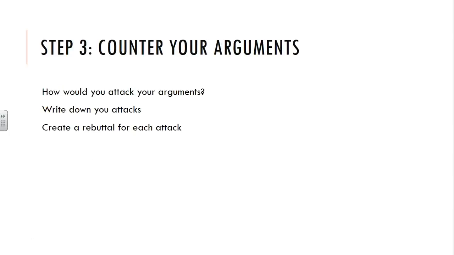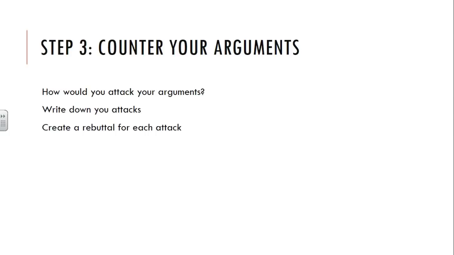Step number 3 is be able to counter your arguments. So you need to look back at the arguments you made. When you answered those questions with some possible arguments, how would you attack those arguments? If you could figure out how you're going to attack those arguments, you're going to be able to anticipate what your judge, or the person grading you on this, is probably going to ask you about that. So be able to anticipate at least one, probably 2 different counters for the arguments you wrote down, and then be able to write down those attacks that you came up with against your own argument.